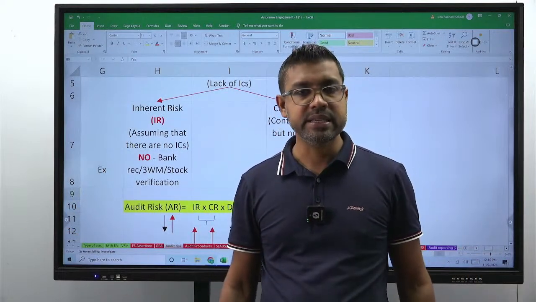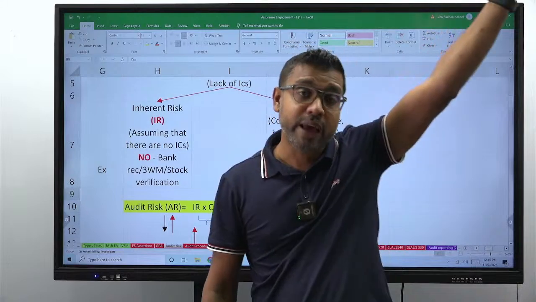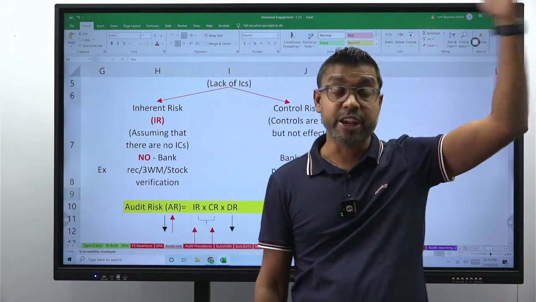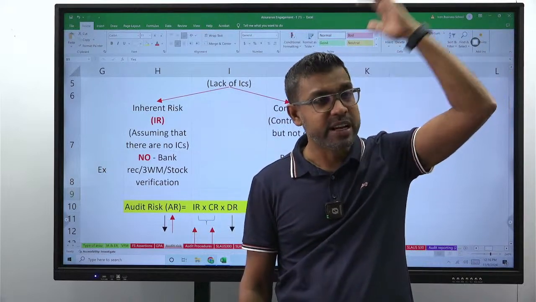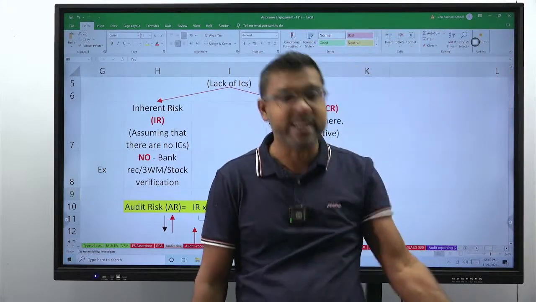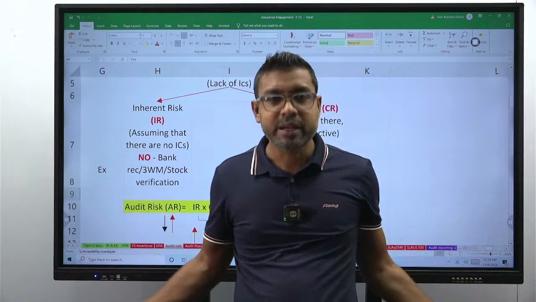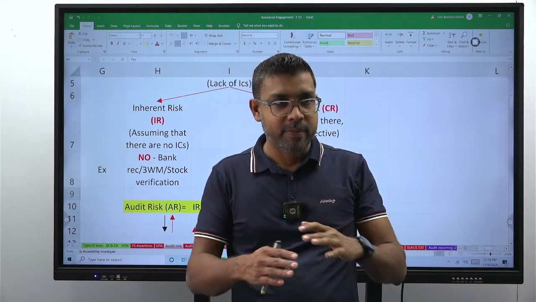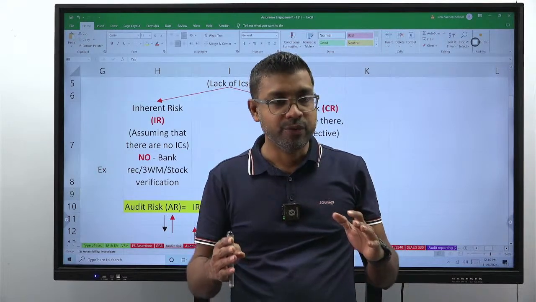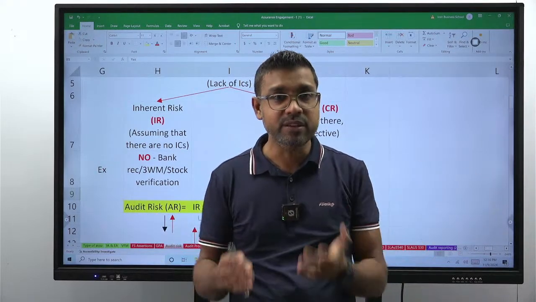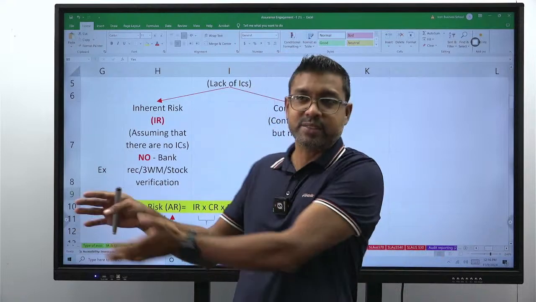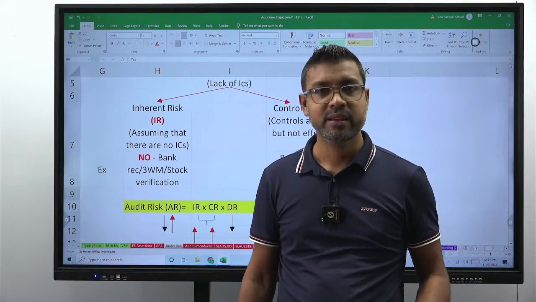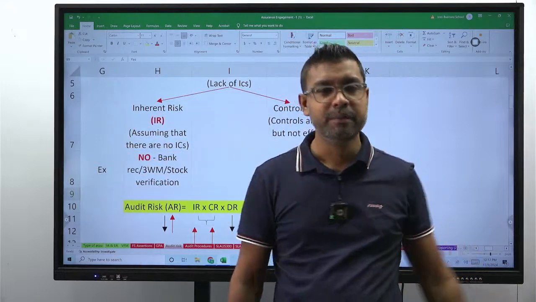Inherent risk is there. Let's say valuation of WTC. Fair valuation is an estimate, a judgment. Estimates and judgments carry inherent risk. Because an estimate means a measurement in the absence of a precise means of measurement. Fair value means it's an estimate in the absence of a precise means of measurement.